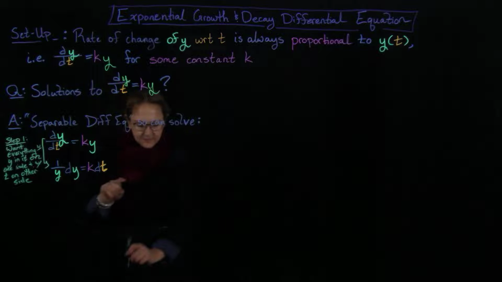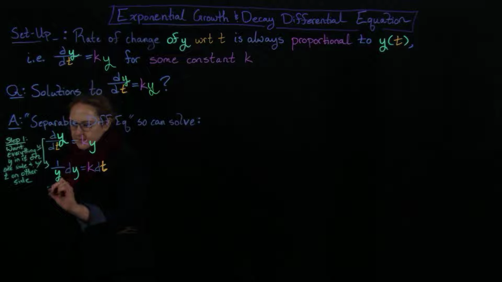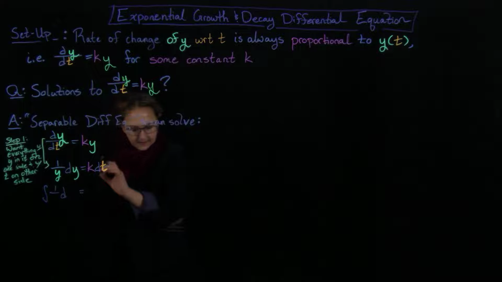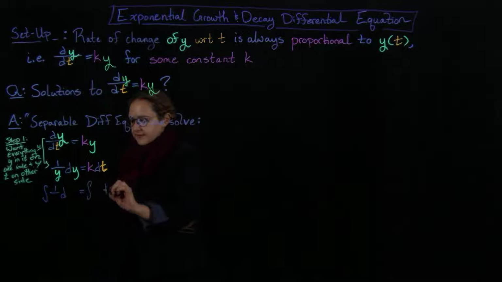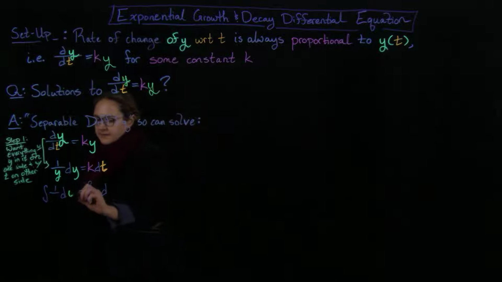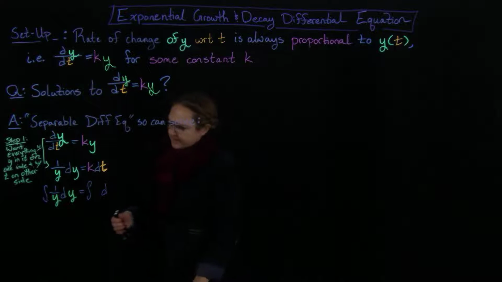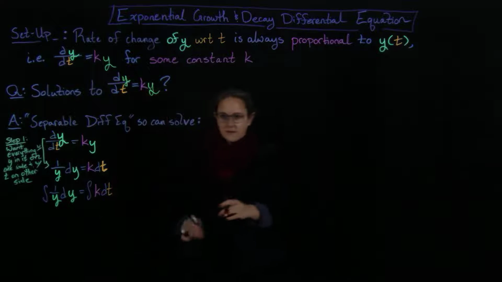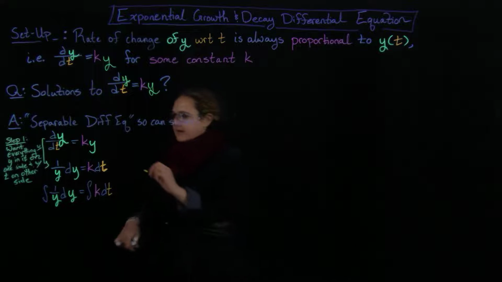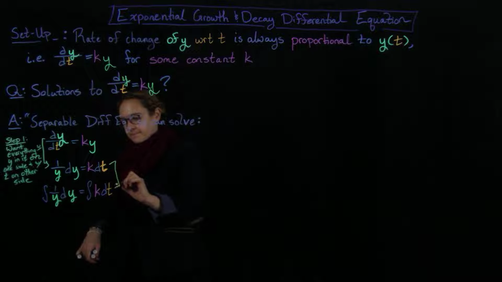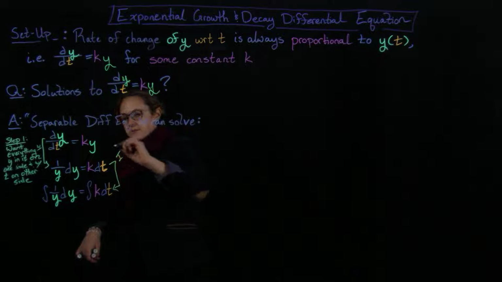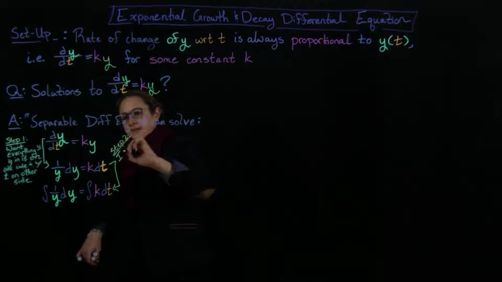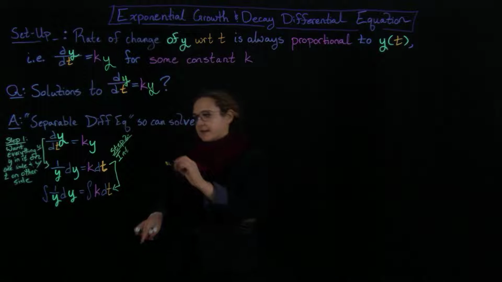I'm going to take the integral of 1 over y dy on this side, and then I'm going to take the integral on this side also, but this one is going to be dt. So I'm integrating on this side with respect to y, and on this side I'm integrating this constant with respect to t. So what did I do here? I just integrated both sides. So step 2 is I integrate both sides, but notice that they're being integrated with respect to different things.